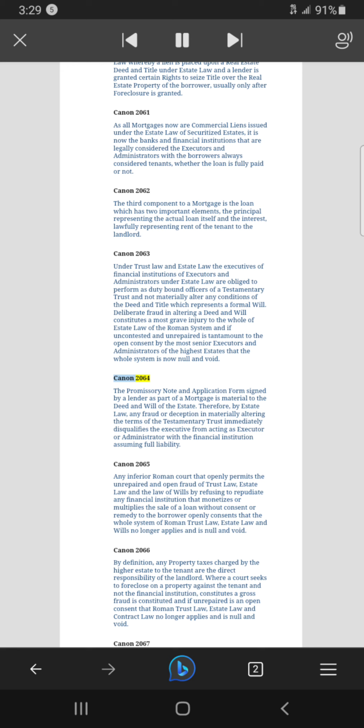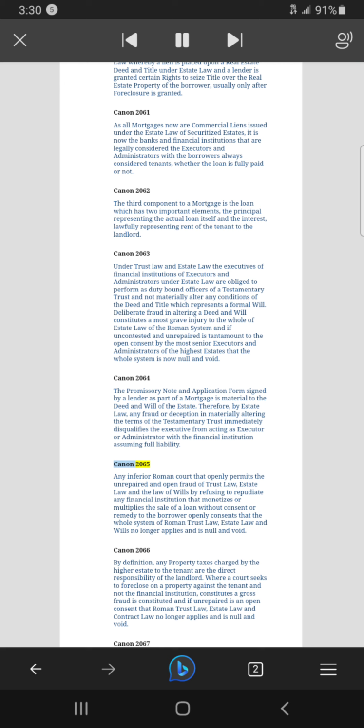Canon 2064. The promissory note and application form signed by a lender as part of a mortgage is material to the deed and will of the estate. Therefore, by estate law, any fraud or deception in materially altering the terms of the testamentary trust immediately disqualifies the executive from acting as executor or administrator, with the financial institution assuming full liability.